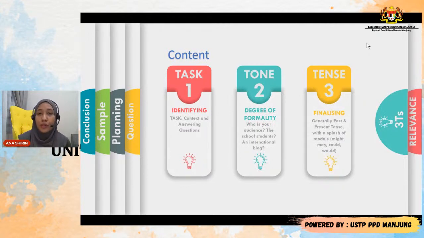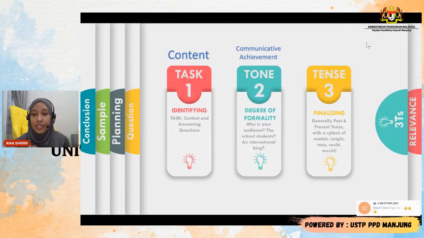Is it a formal one or is it an informal one? So this one very much relates to the communicative achievement. For communicative achievement, it's an equal mark of 5 as well, right? Similarly to your content. So another beautiful thing about our CEFR paper is that you are given a separate mark for the content that you write. You are given a separate mark for the tone that you would use for your essay, right?